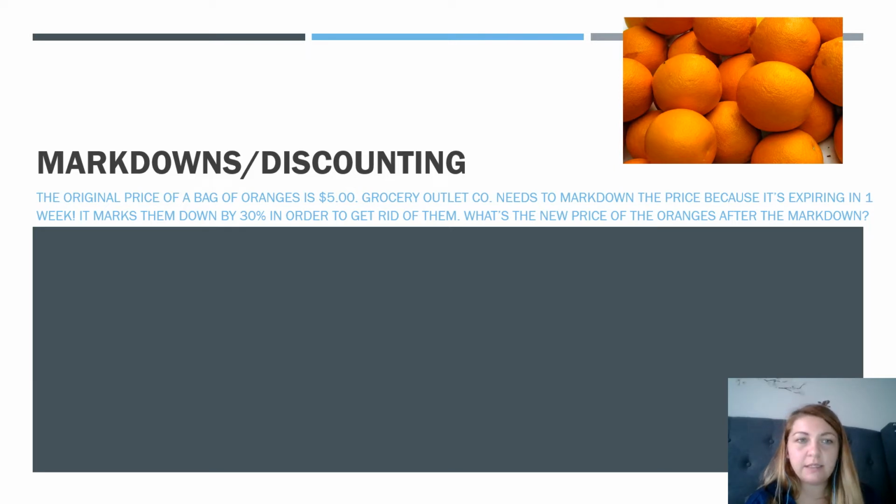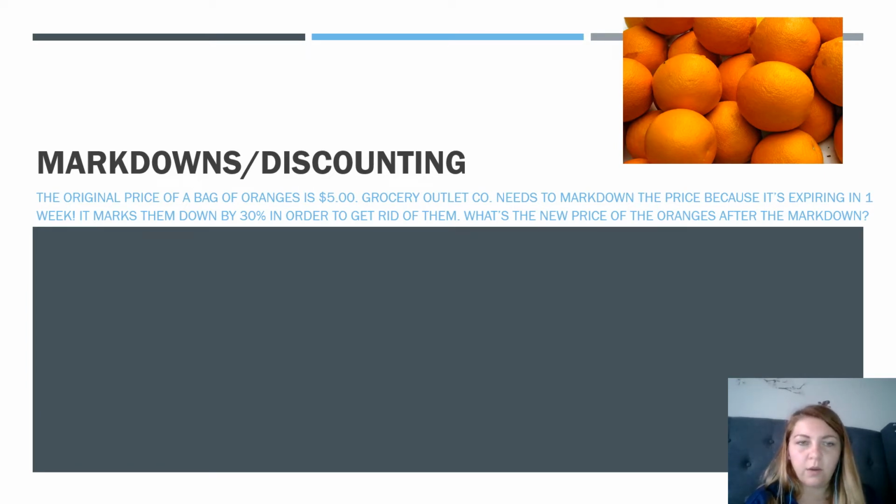So the problem is, the original price of a bag of oranges at the Grocery Outlet Co. needs to be marked down because it's expiring in 1 week. It marks them down by 30% to get rid of them. What's the new price of the oranges after the markdown?